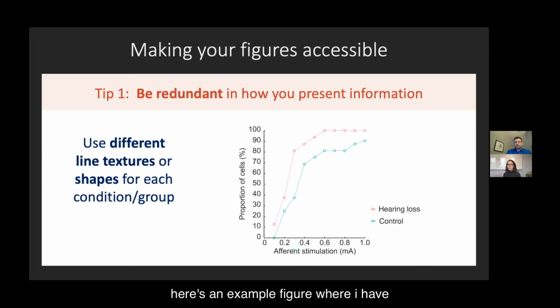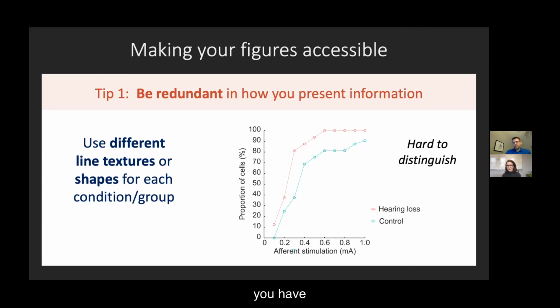Here's an example figure where I have 2 different groups. I have a hearing loss group and a control group. And it's not terrible, but it's a little hard to distinguish, especially if you have not great vision. There are a couple of things that you can do to improve this figure.